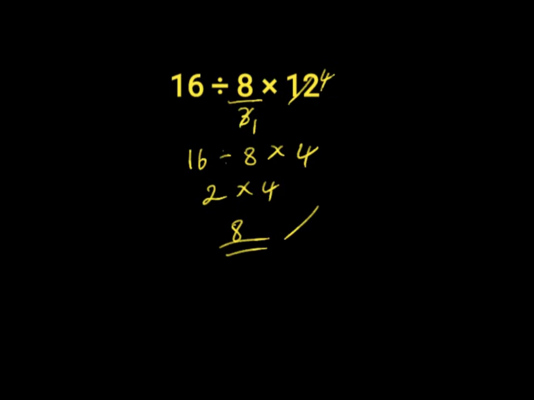8 is the wrong answer to this question because we did not work with the order of operation. According to the order of operation, division and multiplication have equal priorities. So we have to solve our division first before solving our multiplication, which is working from your left to your right. Let us solve the right answer to this question.